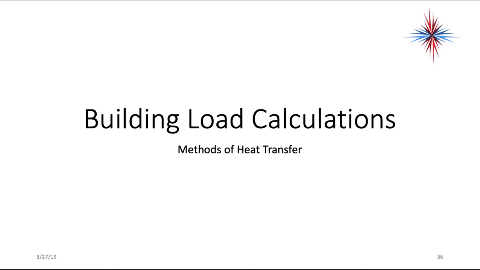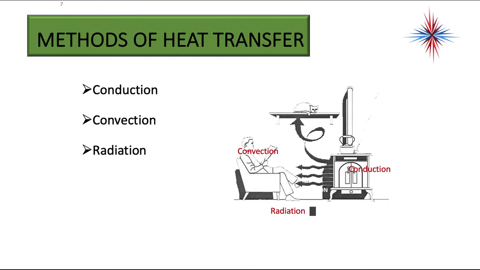This is the second part of our building load calculations and design principles lessons. This one we're going to be talking about methods of heat transfer. That's how heat moves through building materials and other substances. There are three methods of heat transfer: conduction, convection, and radiation.